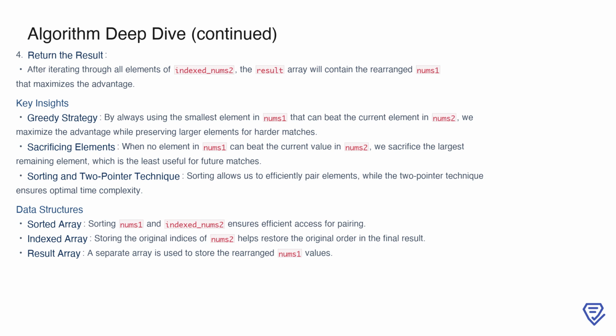The greedy strategy here is key. It ensures that we always use the smallest available element in nums1 that can win, while preserving larger elements for tougher matches. When no winning element is available, we sacrifice the largest remaining value, which is least useful for future pairings. Sorting nums1 and indexed_nums2 upfront enables efficient pairing, and the two-pointer technique minimizes time complexity while maintaining the algorithm's effectiveness. We also use an indexed array to track nums2's original positions, ensuring our final result respects the input structure. This combination of sorting, the two-pointer approach, and greedy pairing ensures an optimal solution.